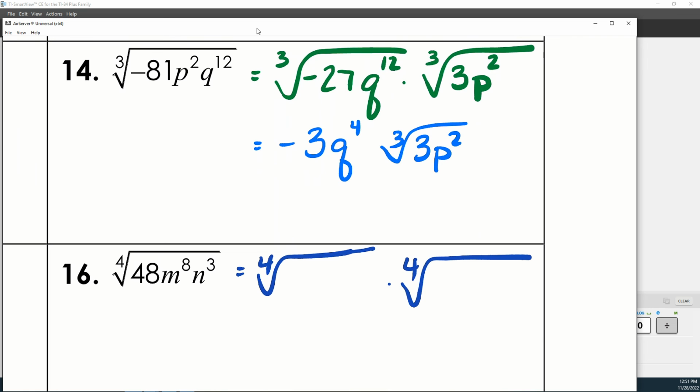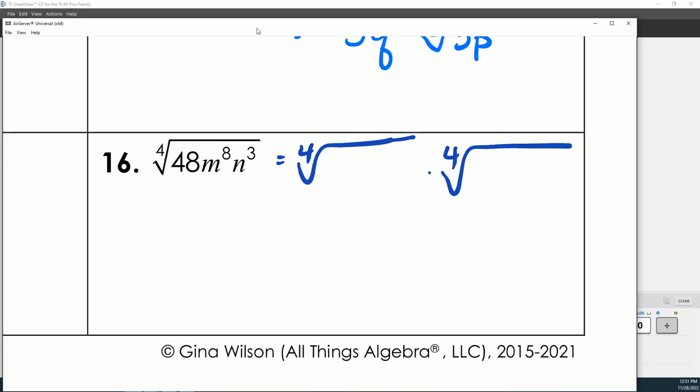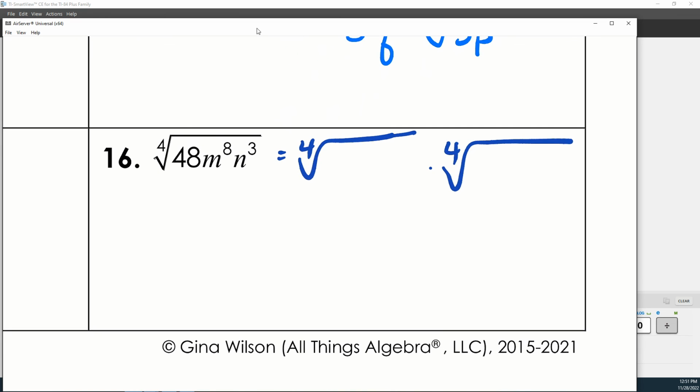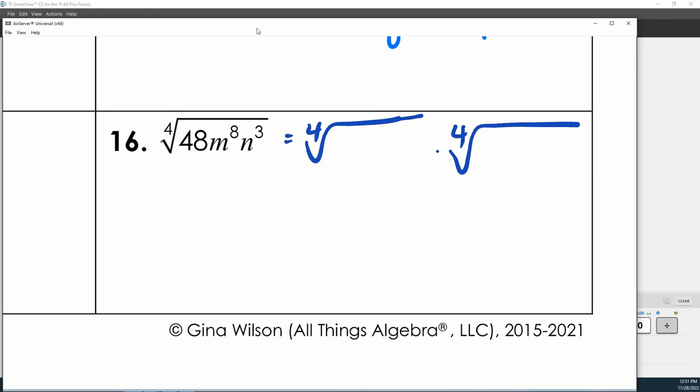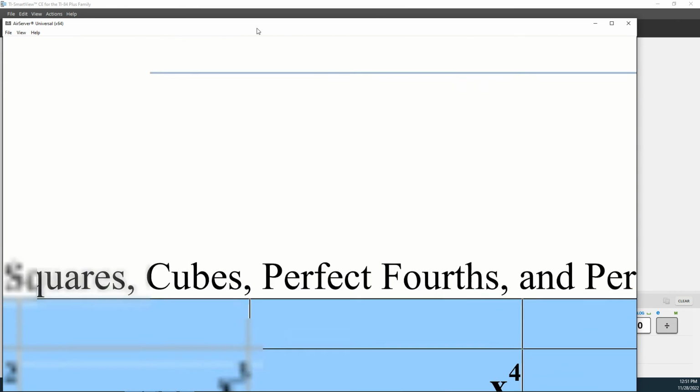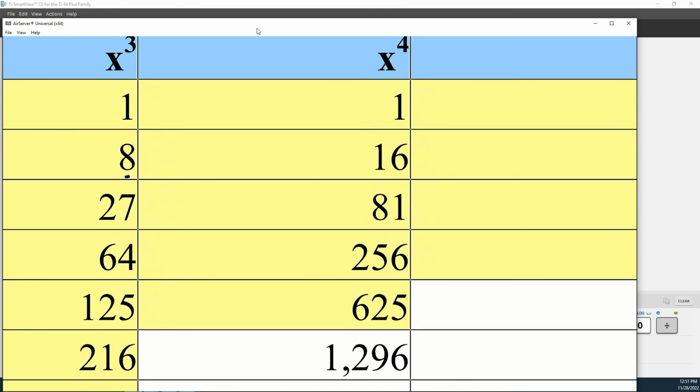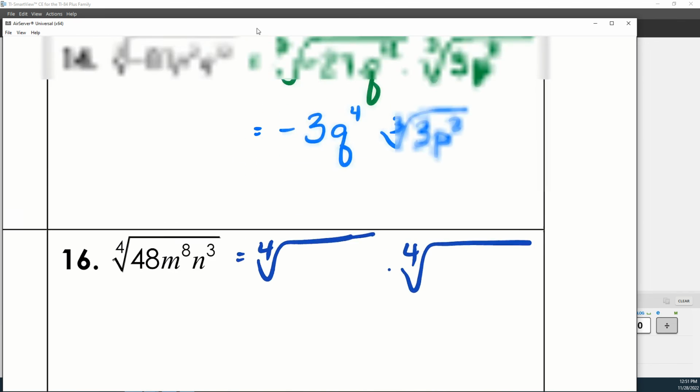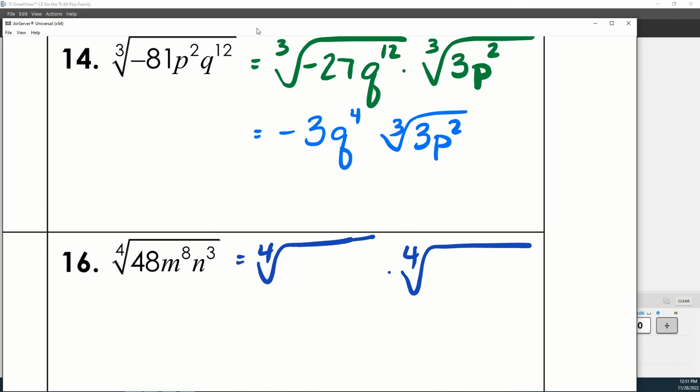And then the last one we're going to do together is 16. And it's the fourth root. So we do a fourth root times a fourth root. All right, so we're going to look at the fourth root column. And 48 is the number. There's only one number that could possibly work, and it's 16 because 1 doesn't really count. 81 is too big. And 16 does divide evenly into 48. 48 is 16 times 3.